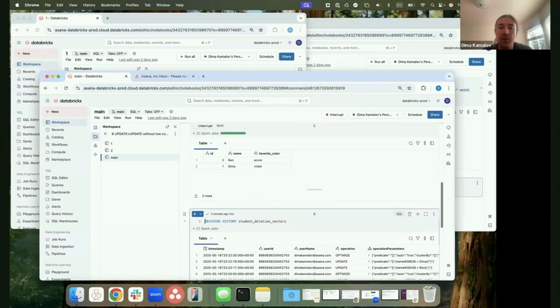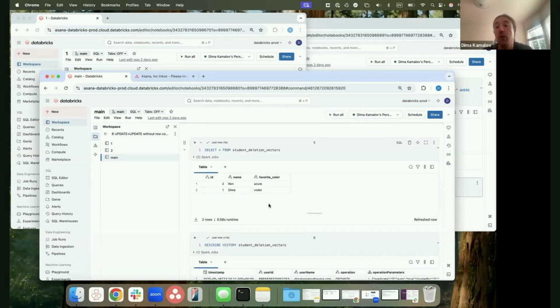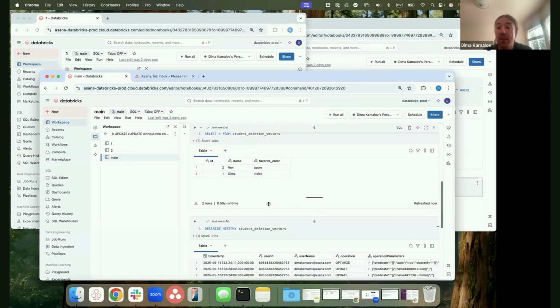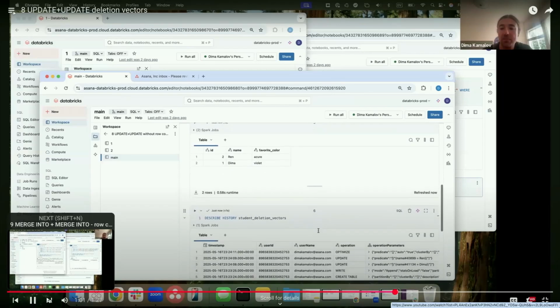So this is a different approach to being able to update different rows in a table at the same time without necessitating the use of partitioning. This can be nice because maybe you want to use liquid clustering, which is not compatible with partitioning, and if you use deletion vectors, you could do that.